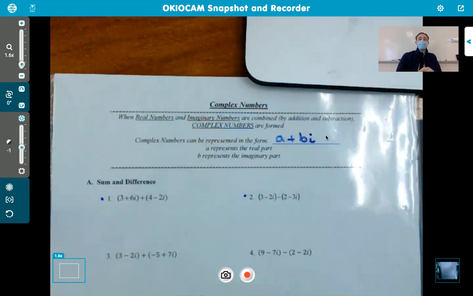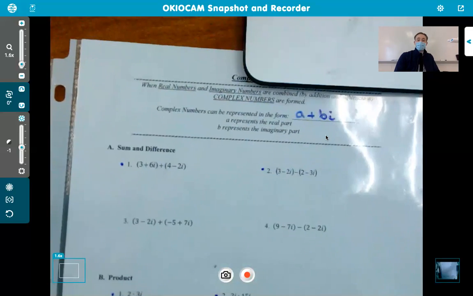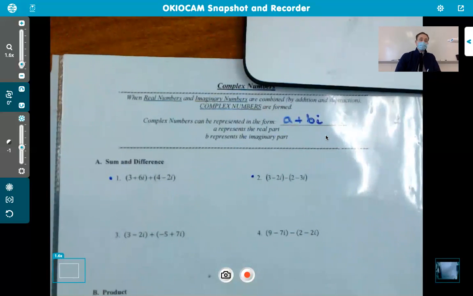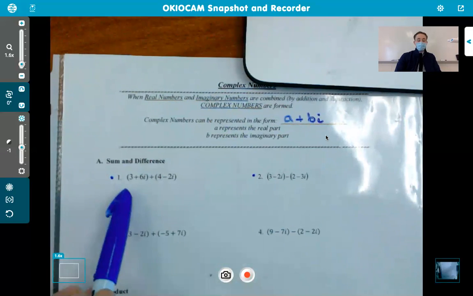The b represents the imaginary part. So it's a number times i, it's an imaginary number, something that we've seen before, something that we've dealt with simplifying, okay? As you can see here in a couple of the examples, we're going to deal with the operations of these complex numbers today. So we'll talk about subtraction and addition. We'll talk about multiplication and division.